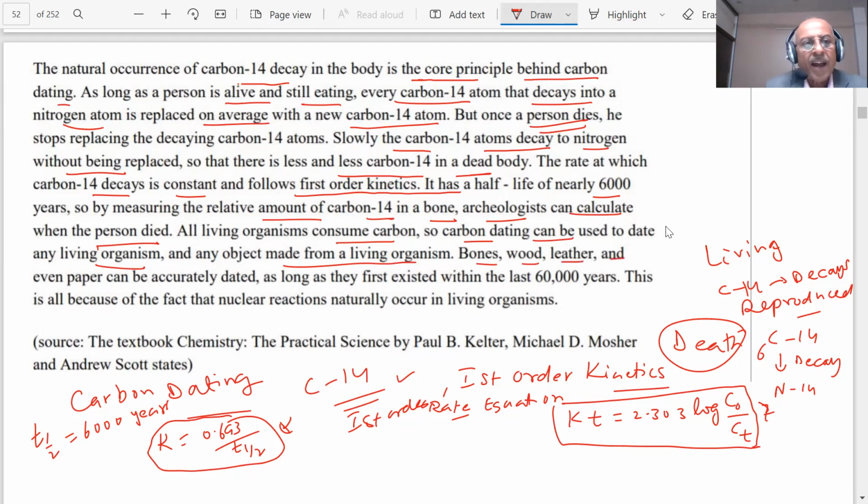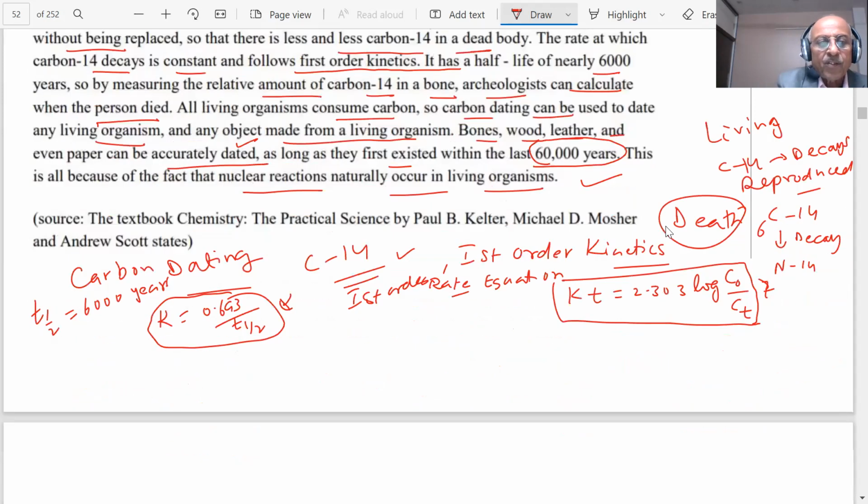Bones, wood, leather, and even paper can be accurately dated as long as they first existed within the last 60,000 years. This is all because the nuclear reaction normally occurs in living organisms. I hope you have understood. I've tried to explain it in very great detail. Let us see the questions.